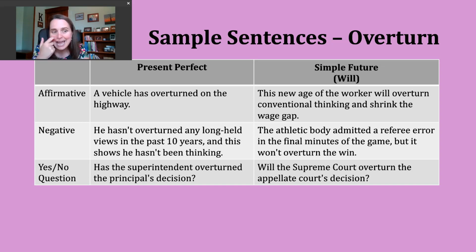Now, let's take a look at making a yes or no question in the present perfect. To do this, start with have or has, then you're going to use your subject, and then the participle form of the verb. Here's my last present perfect example. Has the superintendent overturned the principal's decision?